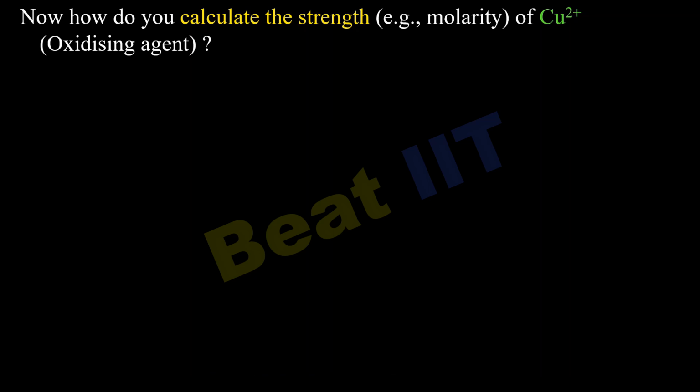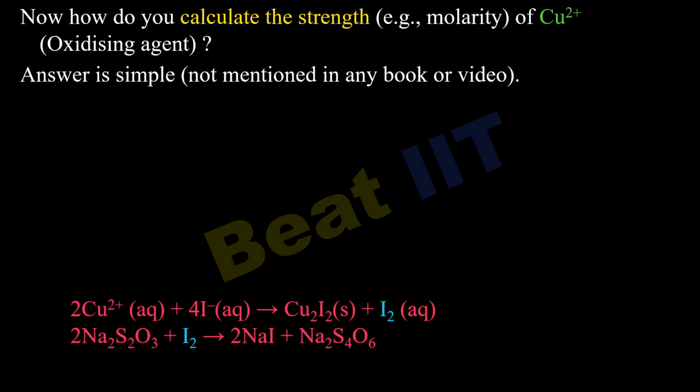Now, how do you calculate the strength? These are the two reactions happening. This is the analyte whose concentration we have to calculate. We react it with excess of KI to get the iodine liberated. This iodine we react with a known amount of sodium thiosulfate, and from here we know how much iodine was liberated, because we know that 2 moles of sodium thiosulfate react with 1 mole of iodine.